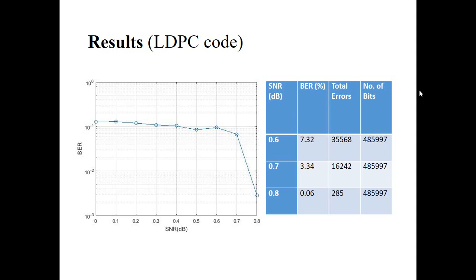Let us look at the results for the LDPC code. Here, as you can see, the bit error rate is quite low. It ranges from some 0.32% to 0.06%, which is really good. Here, the bit error rate has a sudden drop after it crosses the threshold of 0.7 dB.